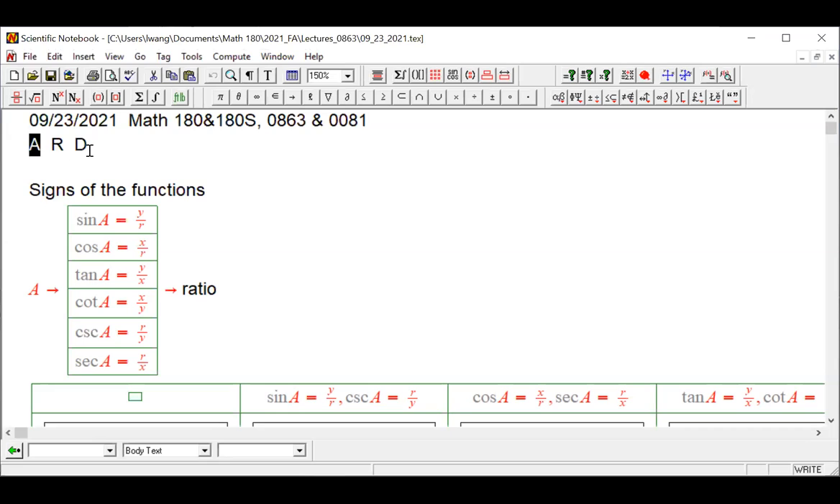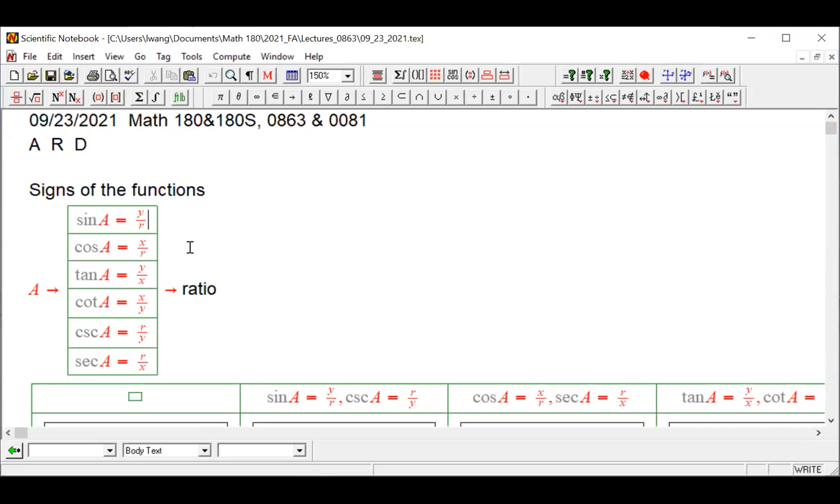Okay, and then there's reference angle. Reference angle is the positive acute angle between the terminal and the x-axis. And then comes the definition. From the definition, we know that we actually could have, they're not exactly the opposite over hypotenuse.